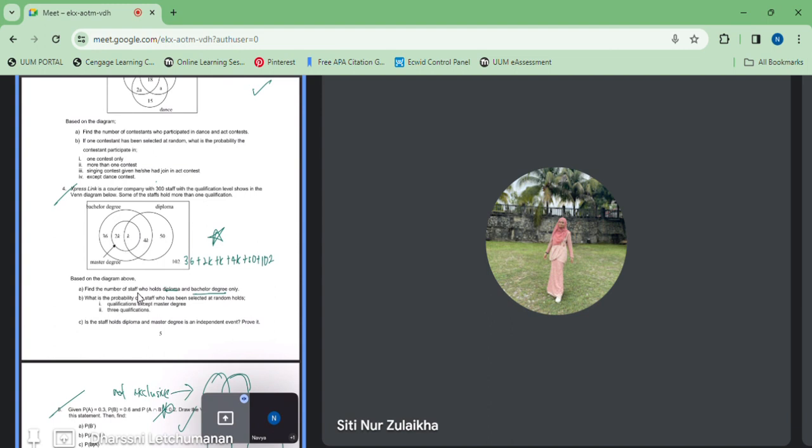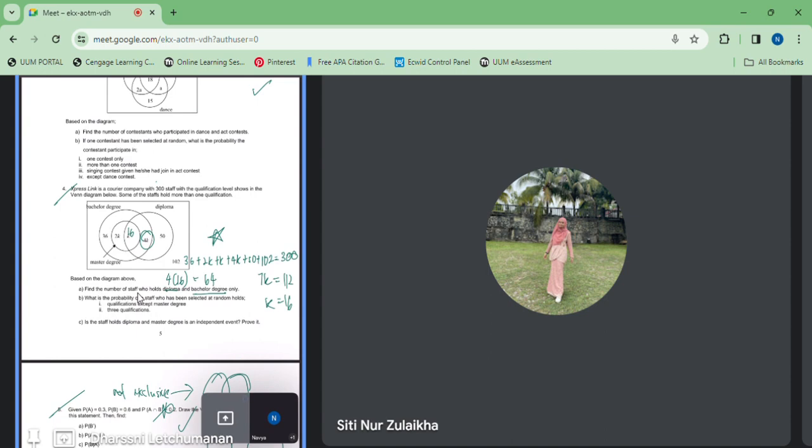Plus 102 equals 300. So to find K, we have 7K equals, this one you just do normal algebra, and then you get the answer. 112. Let's see if I get a decimal or what. Yeah, I get 16. Okay, so correct. We know K is 16. So 4K, for the number of staff who have diploma and bachelor degree only, is 4 times 16, 64.